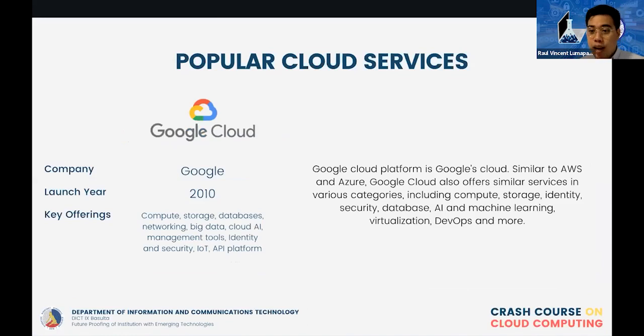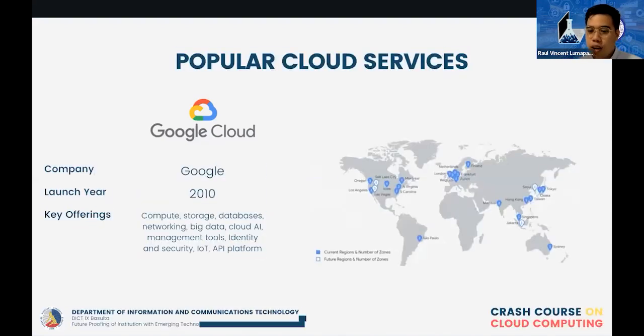Then there is Google, which is also popular because of Google's dominance in cyberspace. Google Cloud Platform is Google's cloud, and similar to AWS and Azure, it offers similar services, focusing on data science, data analysis, AI and machine learning. Google Cloud is also very nice. We use Google Cloud as well. If Sir Patrick is here, Firebase is also part of the systems that use Google Cloud. The nearest data center again is Hong Kong, Taiwan, and Singapore.